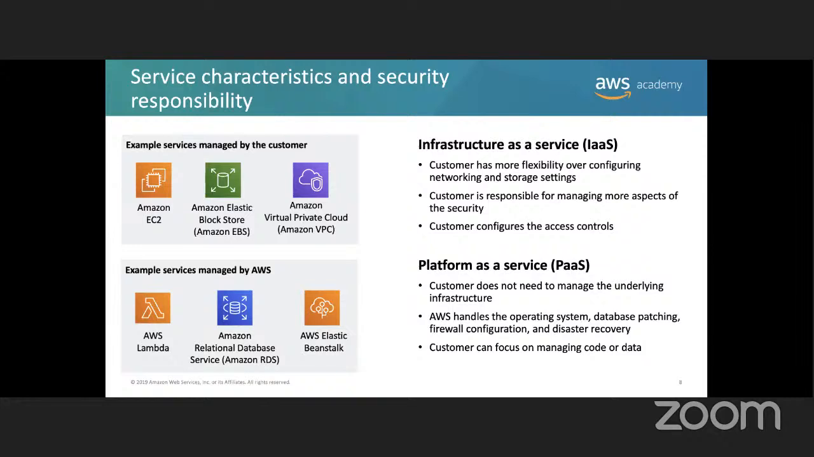The only thing you're responsible for is just creating the application, right? You create the data and just upload it in Elastic Beanstalk, and it will do that for you. The same with Lambda. You create your function, upload it, or write it in the section of the code, and then Lambda will run it for you, right? So customers do not need to manage the underlying infrastructure. AWS handles the operating system, database patching, firewall configuration, and disaster recovery. And the customer can focus on managing code or data.